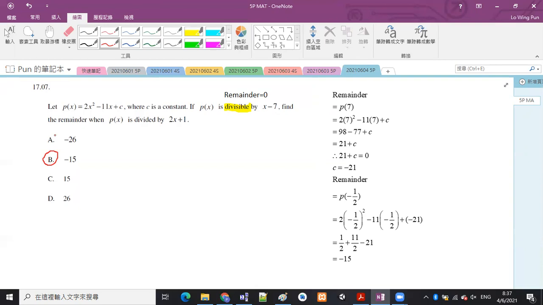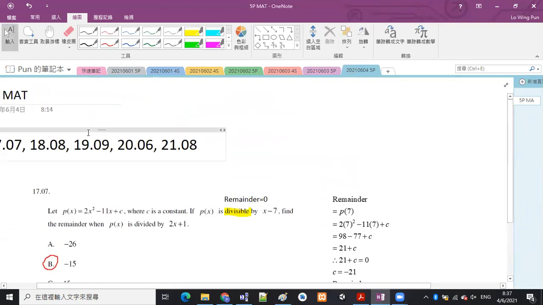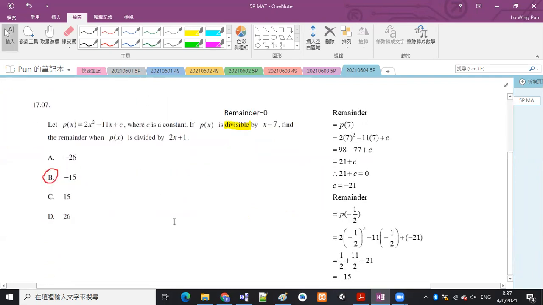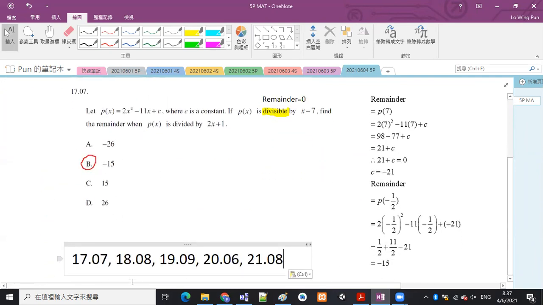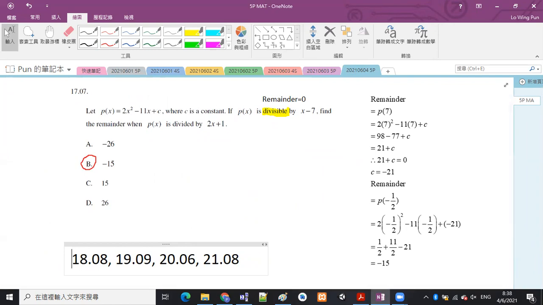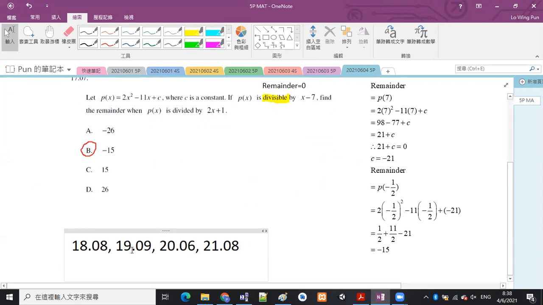Okay, do you have any problems with this 17.07? Can you try the other questions now? So that will be this one. Try this. I give you 8 minutes, or maybe 10 minutes, to do this.